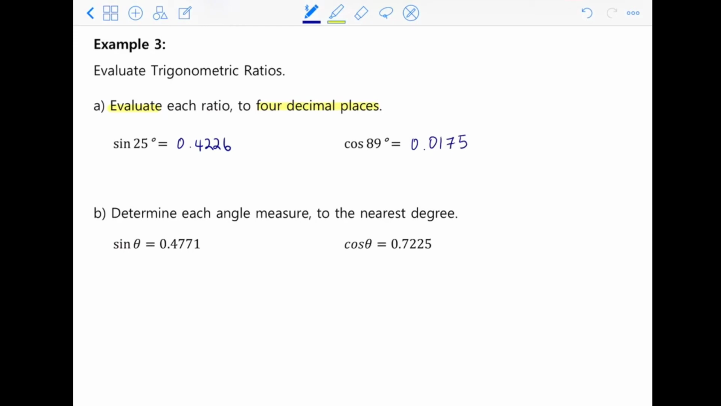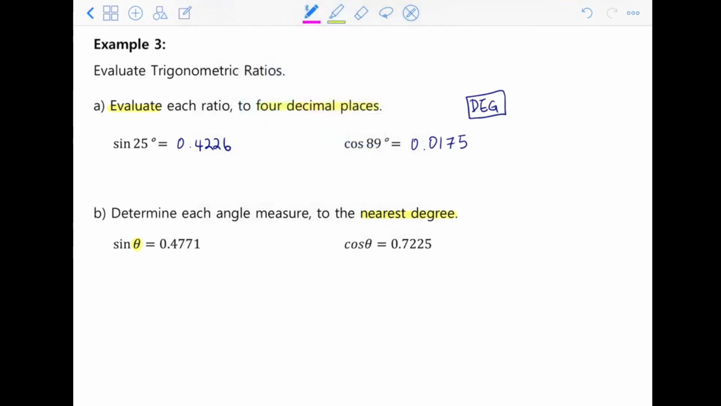Inputting into the calculator is really easy, but make sure to double check if your calculator is in degree mode. So your calculator should have something like this on the top right corner or top left corner. So part B, determine each angle measure to the nearest degree. Nearest degree means nearest whole number, or integer number. All right, so in order for us to solve for the angle theta, we do need to learn a little bit about inverse trigonometric functions.